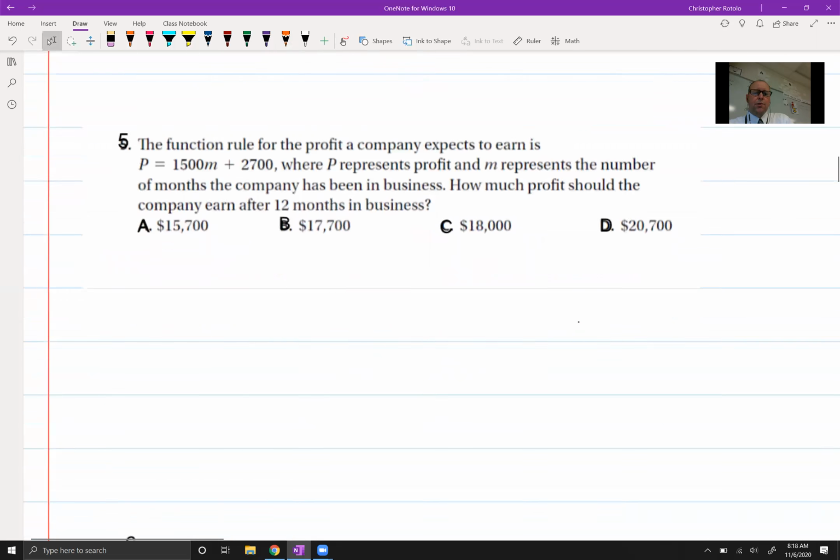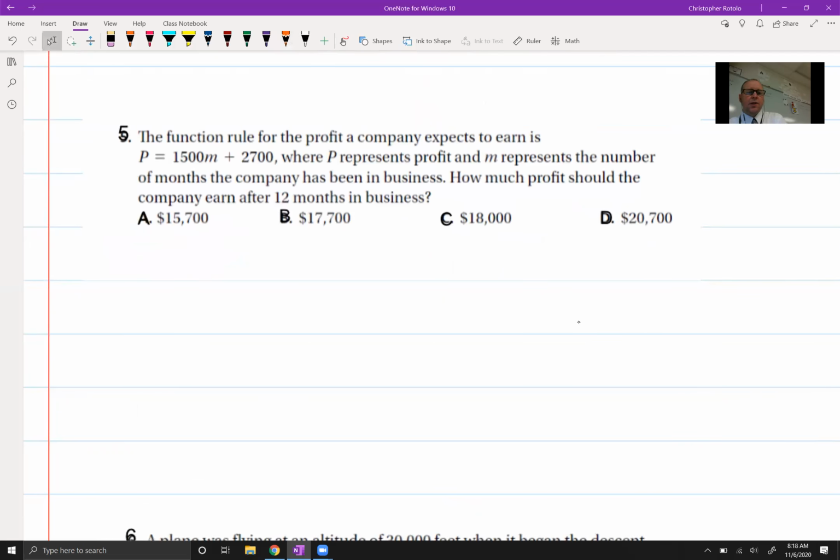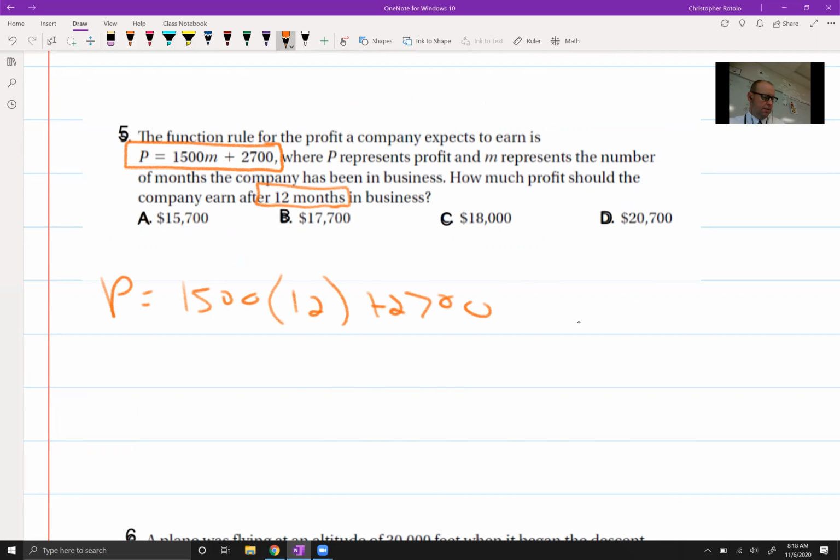All right, so the function rule for the profit of a company expects to earn. They gave us the function rule, so this one must be about trying to apply it somewhere. M represents the number of months the company has been in business. How much profit should the company earn after 12 months? So we want to put 12 in where M is. The profit, 1,500 times 12 plus 2,700. Okay, so we need 1,500 times 12. So it's 6,000 plus 2,700.